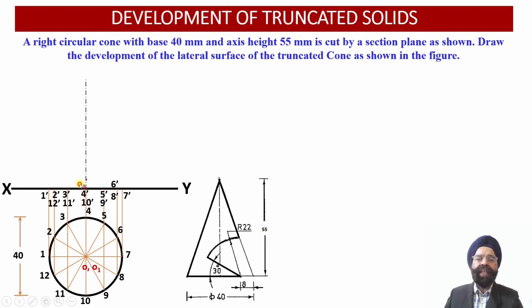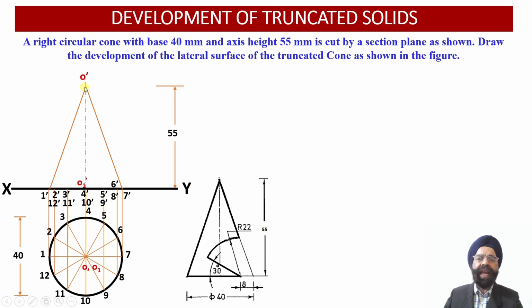Now we can mark the O1 dash point, which is the axis point corresponding to the base of this cone over here. Now we know that the axis height of the circular cone happens to be 55 millimeter. So once we mark the axis height equal to 55 millimeter, the location of the apex into the front view projections will be obtained. So point O dash corresponding to the apex has been obtained.